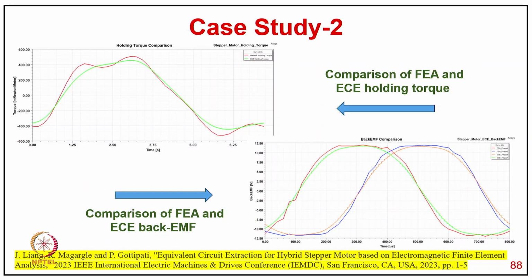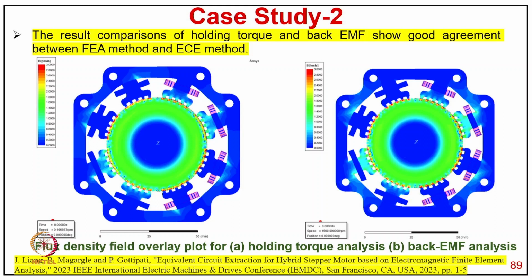And typically the comparison of finite element and EC holding torque, and the comparison of finite element and EC back EMF. Our results of holding torque and back EMF show good agreement between finite element analysis and equivalent circuit analysis. Here is the flux density field overlay plot for holding torque analysis and back EMF analysis.